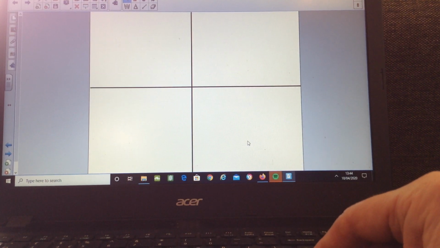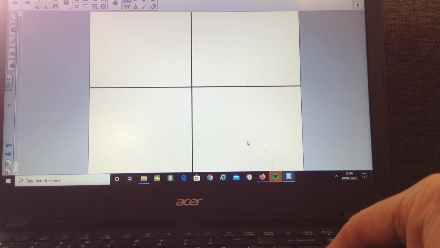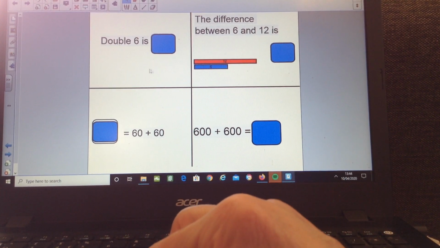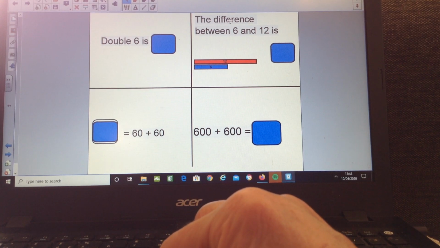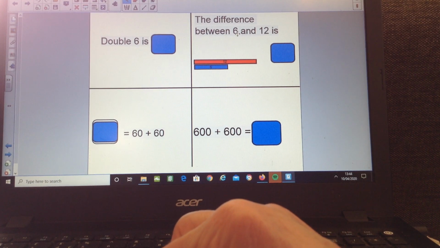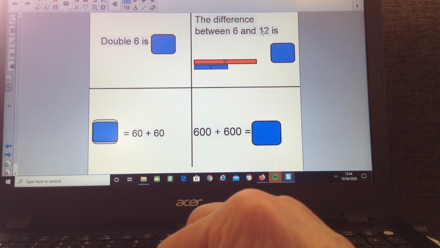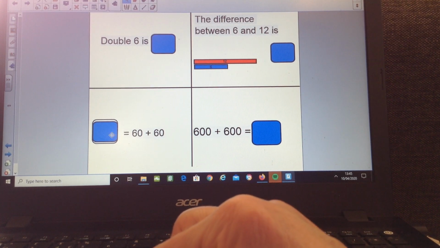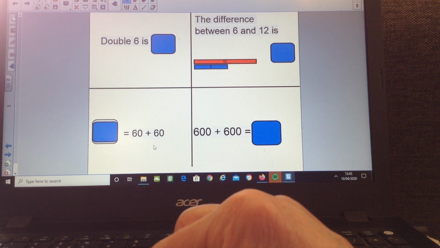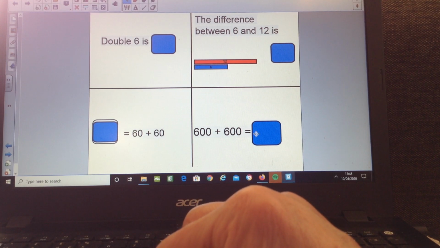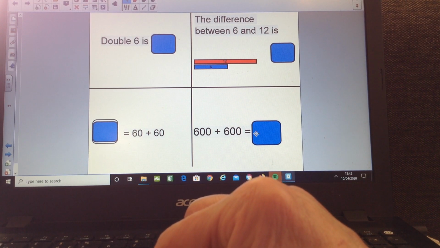Okay, give yourself another 4 boxes and we'll do another one. Ready? Double 6, well, that answer goes in there. The difference between 6 and 12. What's the difference between 6 and 12? This will help you. Something equals 60 add 60. Ooh. 600 add 600 equals... Oh, goodness me. Can you work them out?